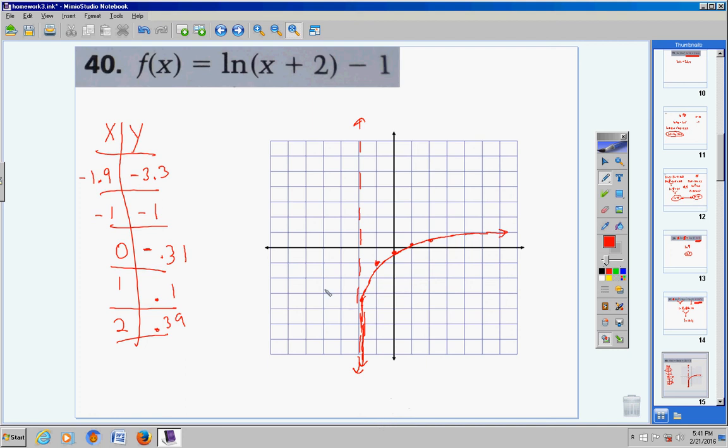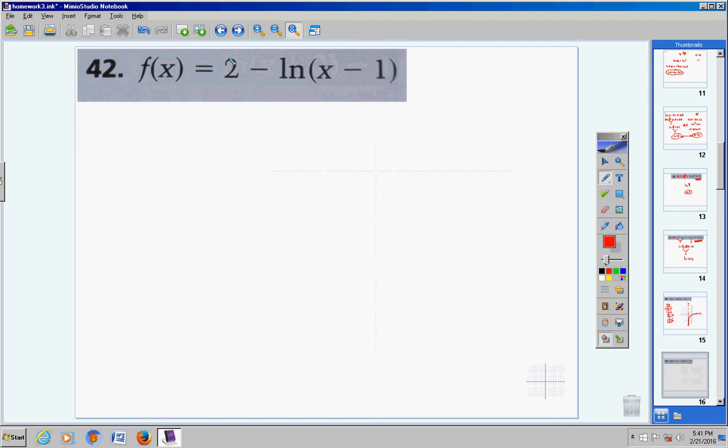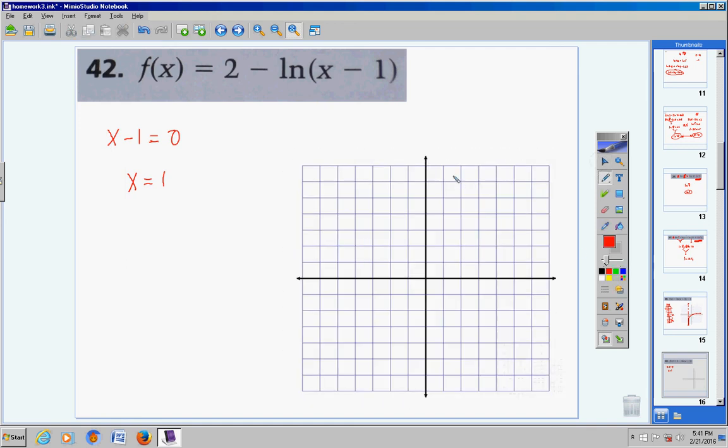Let's try one more. Alright, number 42. First of all, you take your argument and you set it equal to 0 and solve to get your vertical asymptote. So my vertical asymptote is at 1, okay? So here we go. There's my vertical asymptote right at positive 1.